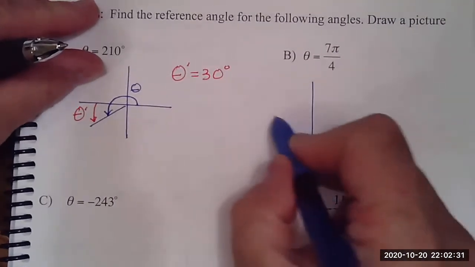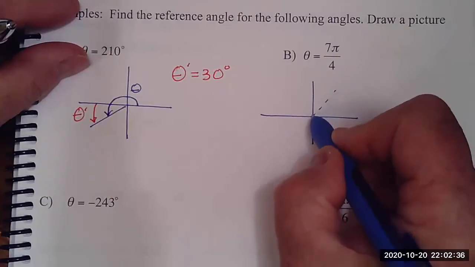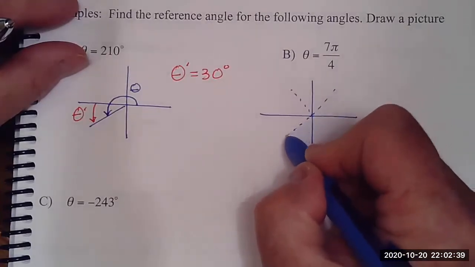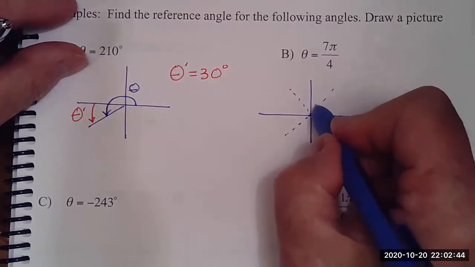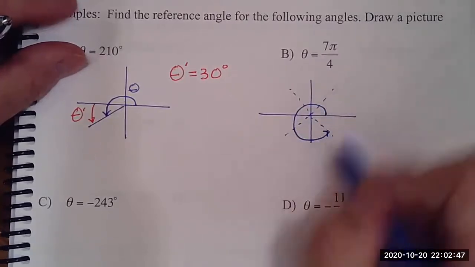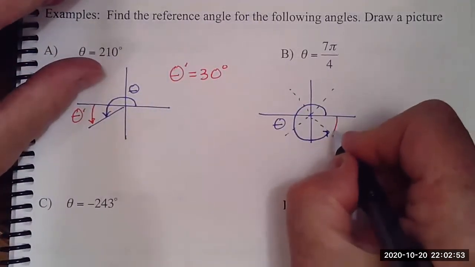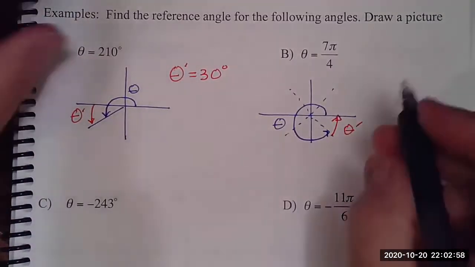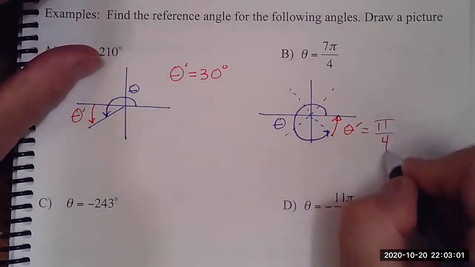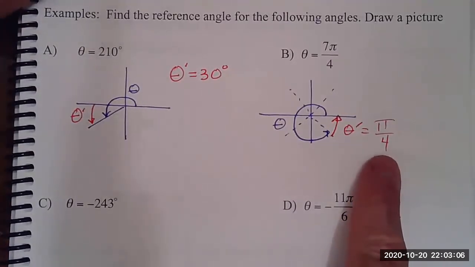Seven pi over 4. Okay, let's see. This is 1 pi over 4, 2 pi over 4, 3 pi over 4, and so on, up to 5 pi over 4, 6, 7 pi over 4. It's positive, so I'm going to go this direction. That's 7 pi over 4. That's my theta, and this is my theta prime. You need to have the arrow going that direction. That's got to be pi over 4. Remember, reference angles have to be positive, which it is, and acute, which it is. That's smaller than pi over 2, smaller than 90 degrees.